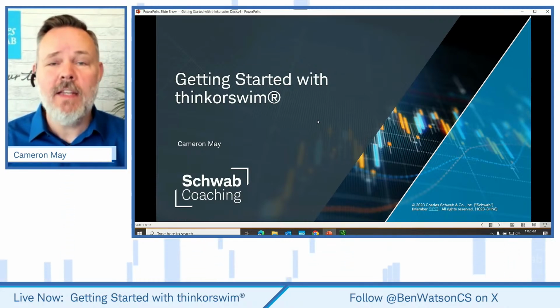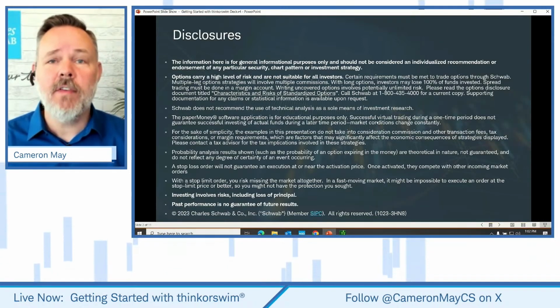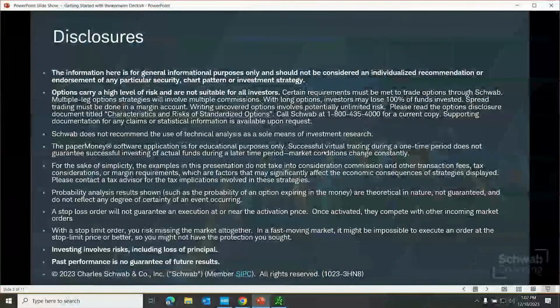The very first thing that we need to do, of course, is to consider the risks associated with investing. Risks are legitimate, so these disclosures, we need to bear these in mind. The information here is for general informational purposes only. It should not be considered an individualized recommendation or endorsement of any particular security, chart pattern, or investment strategy. Options carry a high level of risk and are not suitable for all investors. Schwab does not recommend the use of technical analysis as a sole means of investment research, and investing involves risks, including the loss of principal.